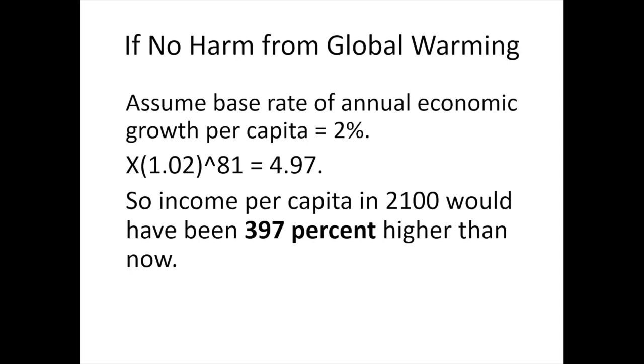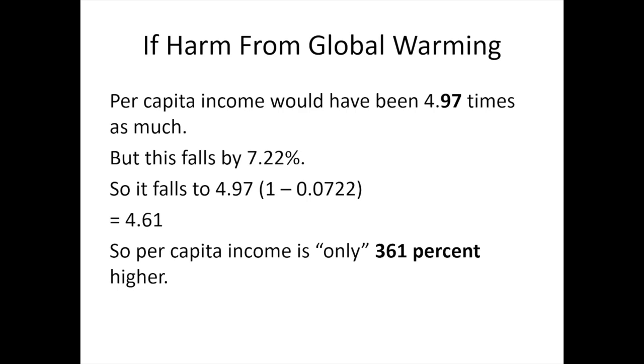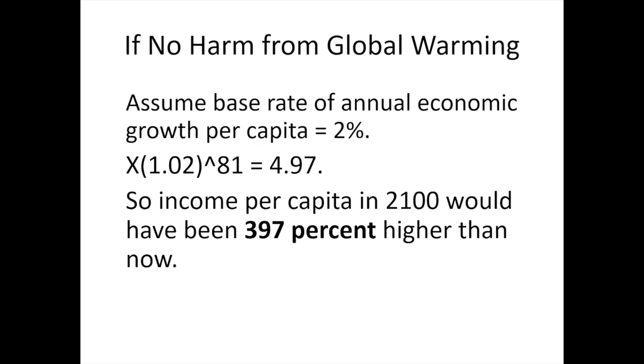If there's harm from global warming, then that number 4.97 falls by 7.22%. So it falls to 4.61. So economic output is 461% of what it is now. And therefore, it's only 361% higher. So 361% versus 397%. Substantial difference, yes. But notice that virtually everyone is better off. So that puts it in perspective.